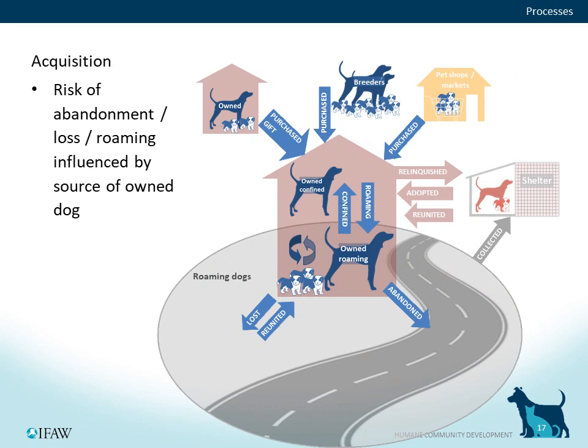We have so far looked mostly at the roaming dog population. However, we also need to widen our perspective to consider the sources of owned dogs, because different sources may have different risks of becoming part of the roaming population later on. For example, dogs purchased on impulse from a market, potentially with health issues and little socialisation, could be at higher risk of abandonment or relinquishment as their problems manifest themselves on an unprepared household.